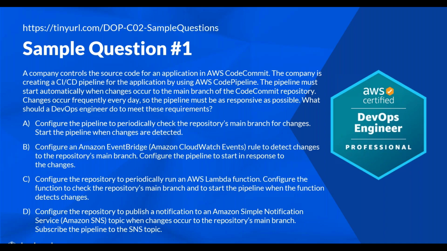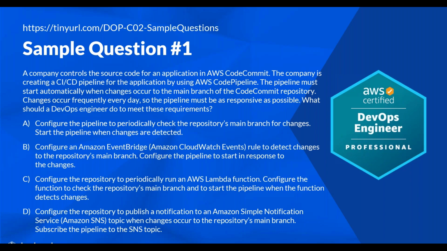The company is creating a CI/CD pipeline for the application by using AWS CodePipeline. The pipeline must start automatically when changes occur to the main branch of the CodeCommit repository. Changes occur frequently every day, so the pipeline must be as responsive as possible. What should a DevOps engineer do to meet these requirements?